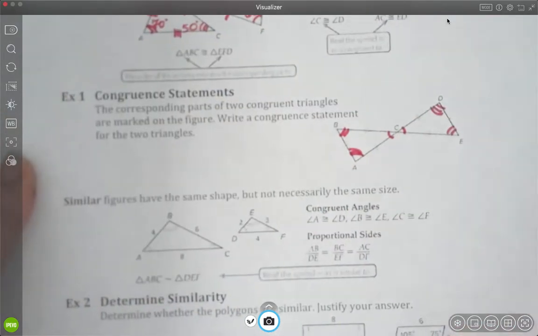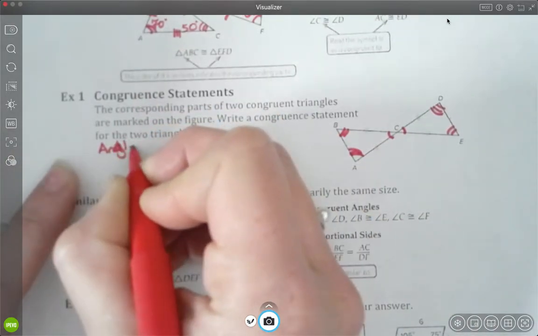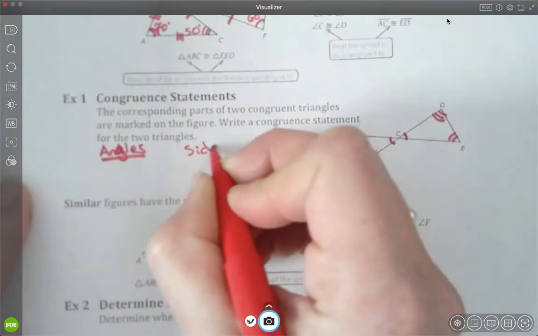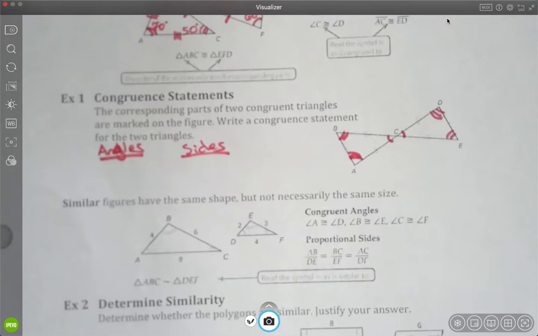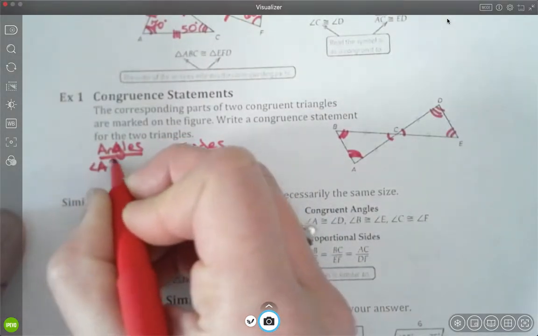Okay, now we're going to do our angles over here. A-N-G-L-E-S. It says the corresponding parts of 2 congruent triangles are marked in the figure. Write a congruent statement for the triangles. We're going to do which angles correspond to which ones also. So we're going to do the angles, we're going to do the sides, and then we're going to do something else. Okay, angles. So which angle goes with, let's say, A? Angle A is congruent to what angle?